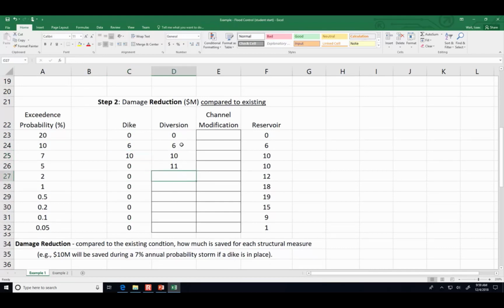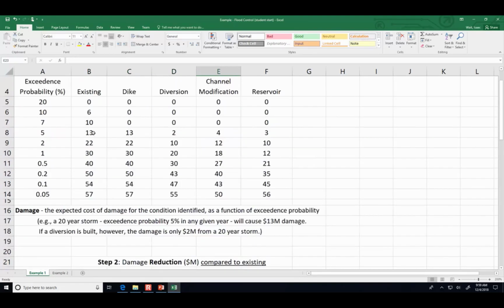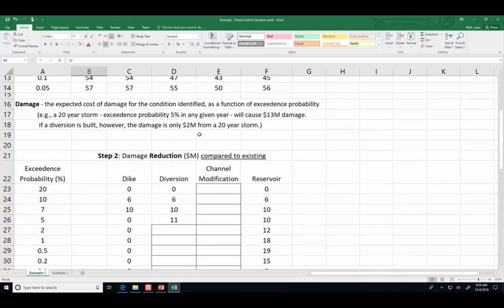There's some blanks here for the diversion and the channel modification. But each one of them is going to be the existing versus the thing that's being compared. And so you subtract to fill in that table.